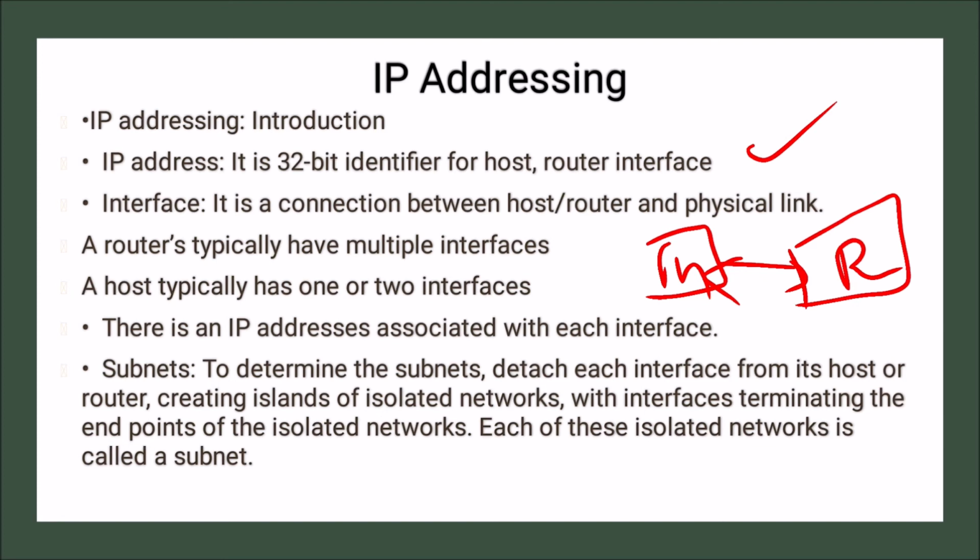What is an interface? It is a connection between host or router and physical link. Routers typically have multiple interfaces, and a host typically has one or two interfaces. There is an IP address associated with each interface.